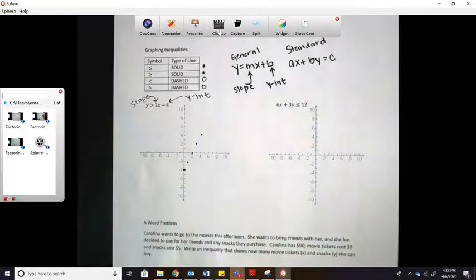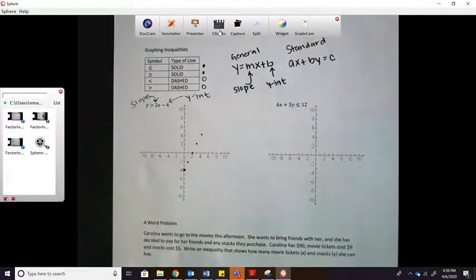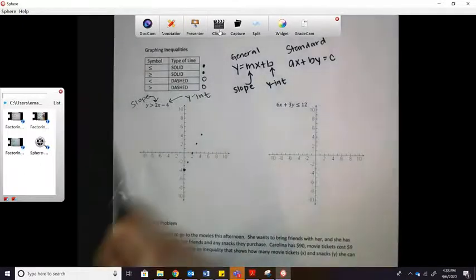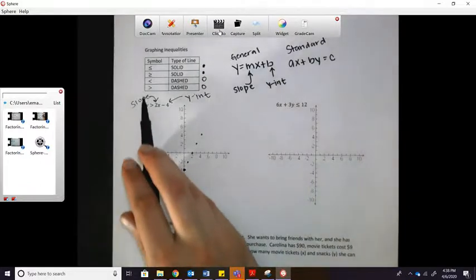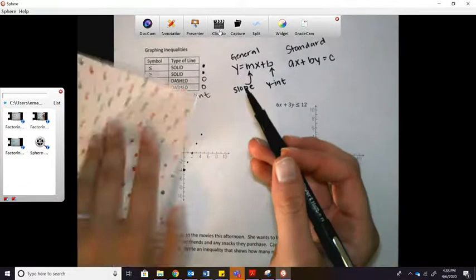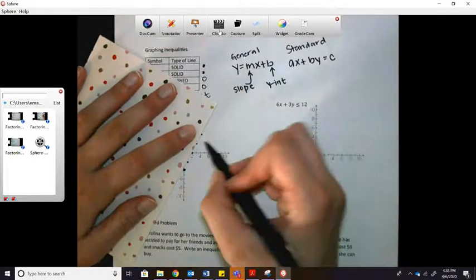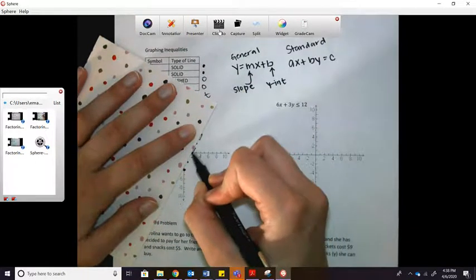And we're going to continue that process until we feel like we have a pretty good line. Now, in order to actually connect these dots, we need to think about solid and dashed. This is a greater than symbol. It is a dashed line. So when you connect your dots, you are going to dash between them.